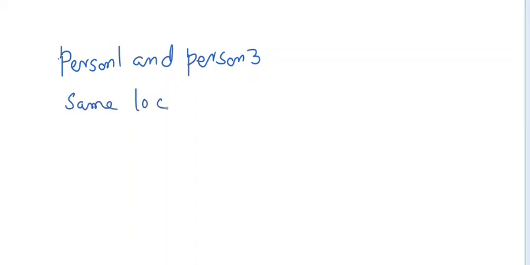So they are pointing to the same location, but there are two variables that are pointing to the same location, but they both are referring to the same location in the RAM. Similarly, person 1 and person 3.